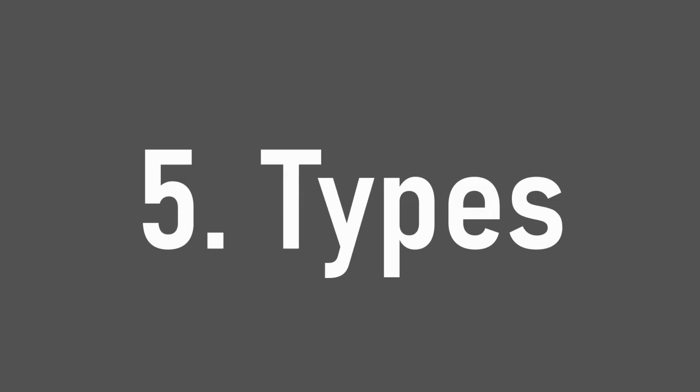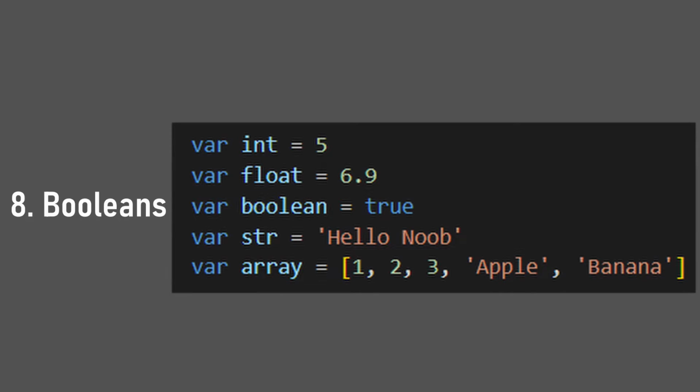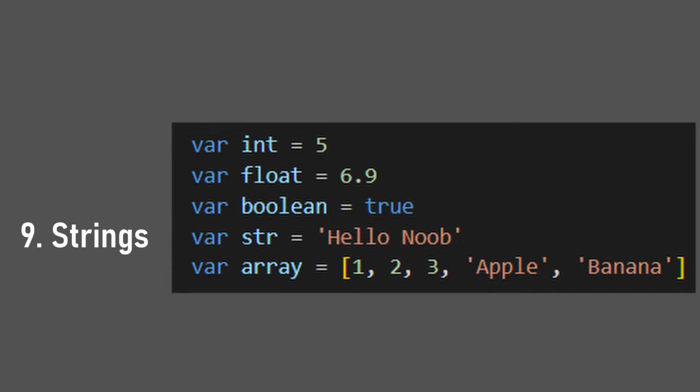There are different types of values, consisting of integers, which are numbers, floats, which are numbers with decimals in them, booleans, which are just true and false values, strings, which are just text, and arrays, which are ordered lists of either the same kind or different kinds of values.